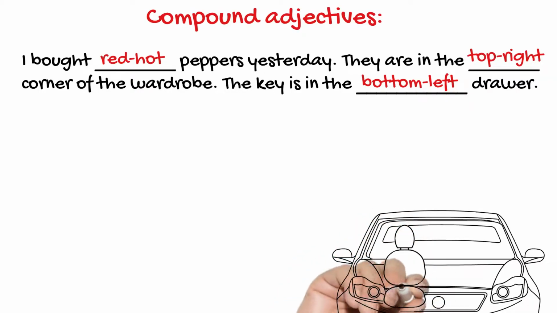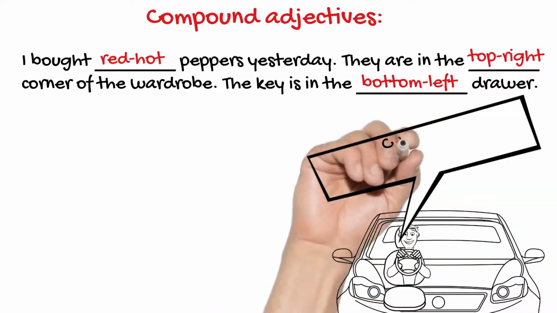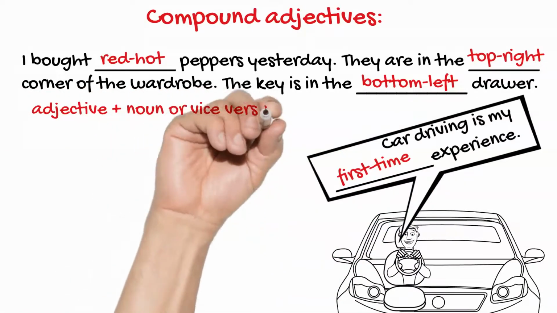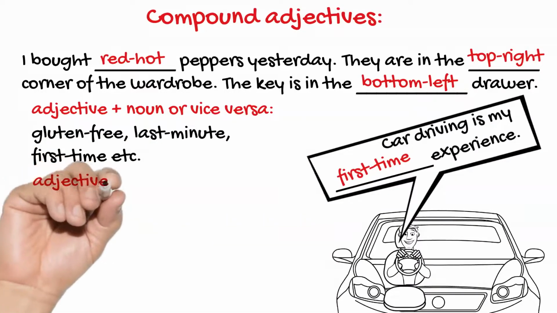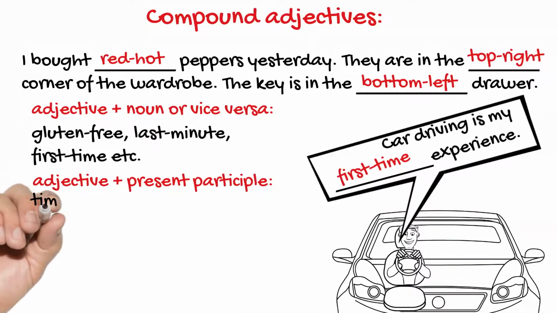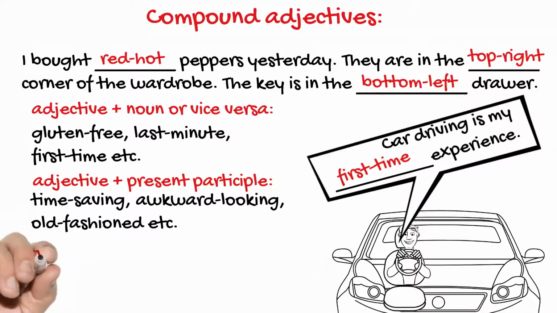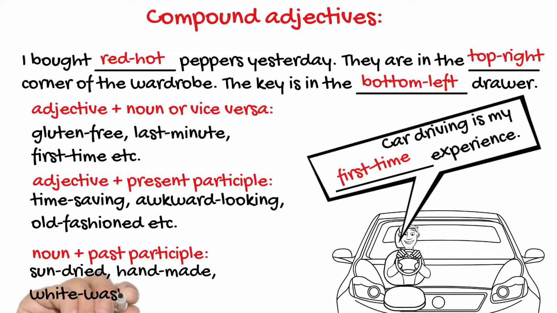These words may belong to different parts of speech too. A variety of combinations can help in constructing compound adjectives. Here are a few combinations for you. Adjective plus noun combinations: gluten-free, last minute, first time, etc. Adjective plus the present participle combinations: time-saving, awkward-looking, old-fashioned, etc. Noun plus past participle combinations: sun-dried, handmade, whitewashed, God-gifted, etc. The list of combinations is endless.